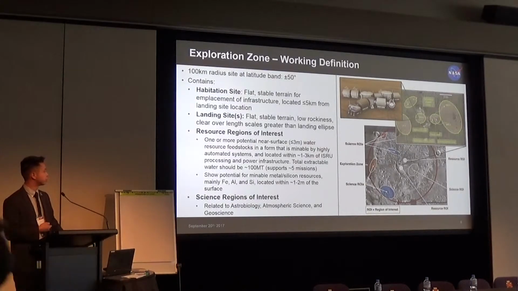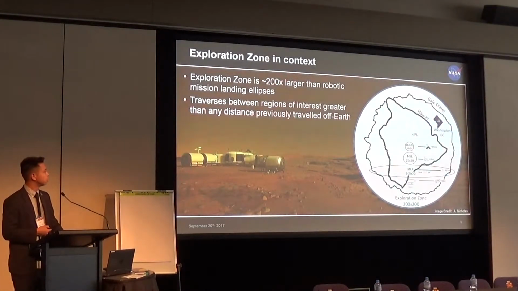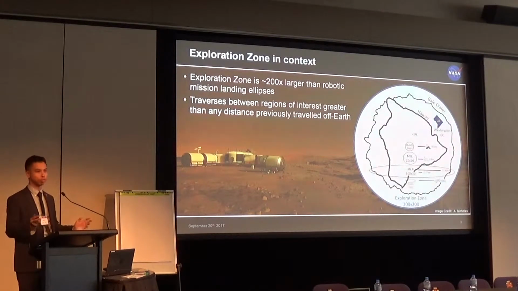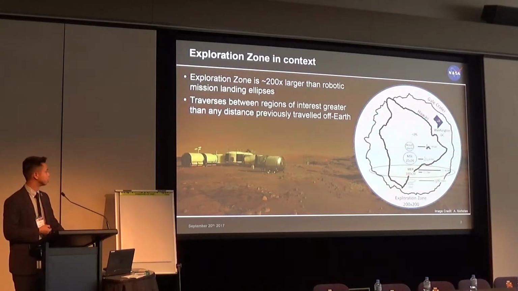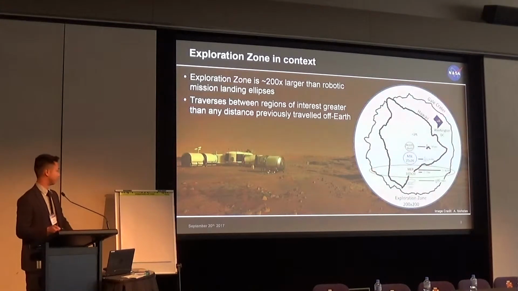To give you a physical intuition for what an exploration zone looks like, there's this diagram here, but just in terms of scale, this is what it looks like. This is the difficulty between robotic exploration and human exploration. The exploration zone is 200 times larger than any ellipse we've ever had for robotic missions. And these are the length scales of some of our rovers. You can see the traverse distances if we're going out to different science regions of interest. They're a lot further than what it is taking MER, for example, 14 years to cover. So we're going to have to drive a lot faster over longer distances if we want to do a decent amount of exploration.